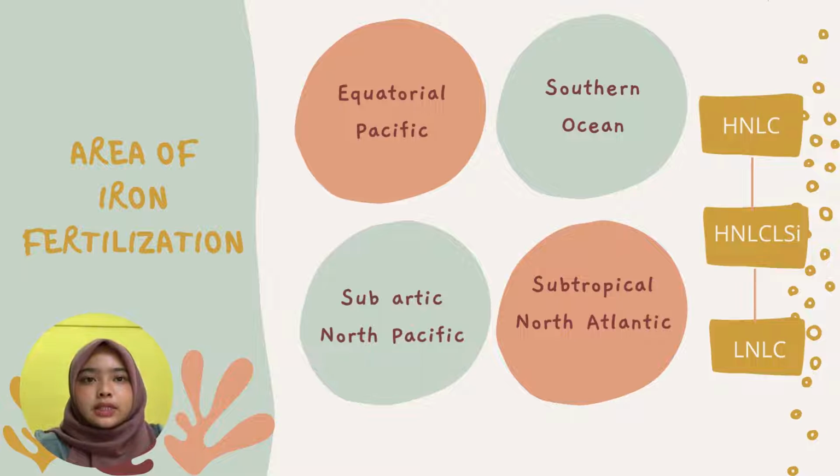While in Southern Ocean, which is at the Pacific sector, they perform experiments in this region due to the high nutrient, low chlorophyll, and low silicate. While in the Subtropical North Atlantic, which is at the Northeast Atlantic, they perform this experiment in this region because of the low nutrient and the low chlorophyll level.